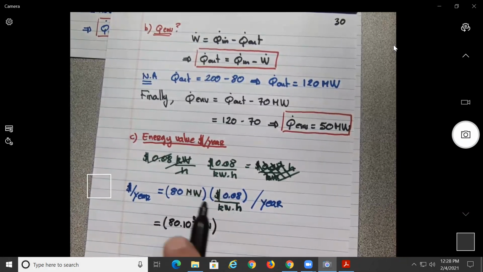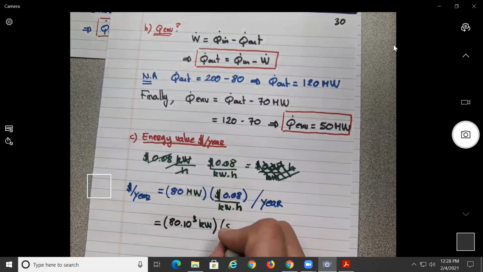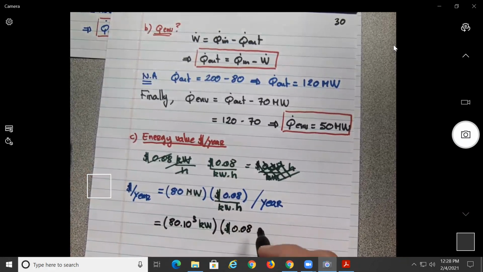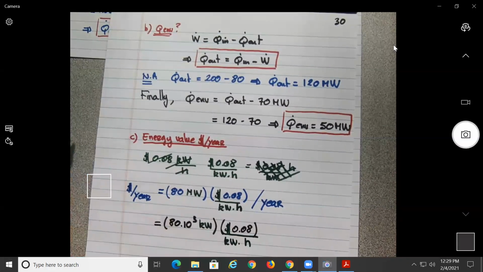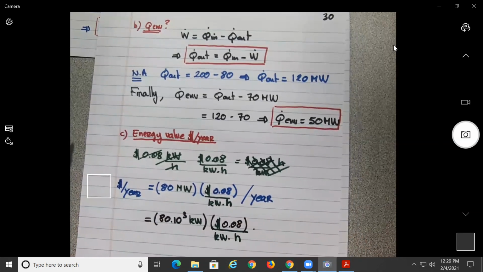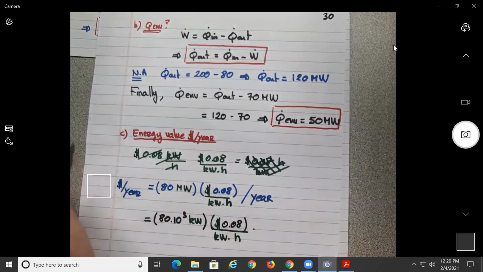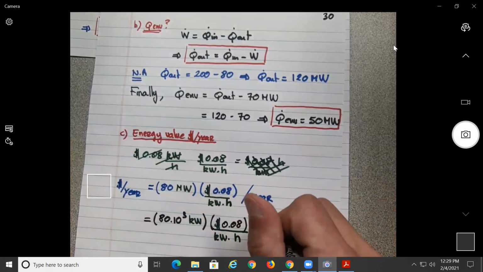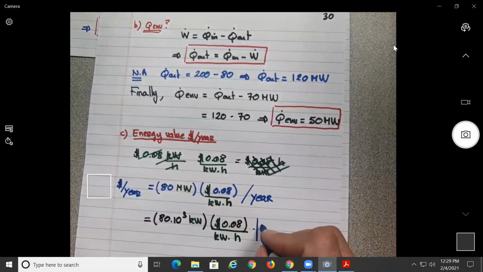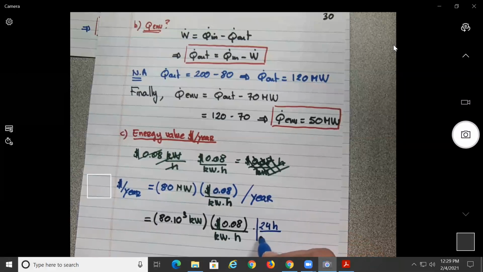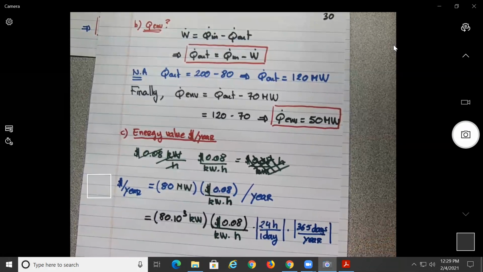All right, and now we know this will be 0.08 dollars divided by kilowatt hour per year. So let's see, per year, what are we going to do here? Let me write this down, let me do it in blue. We have 24 hours for 1 day, and we have 365 or 364 days for a year, no?